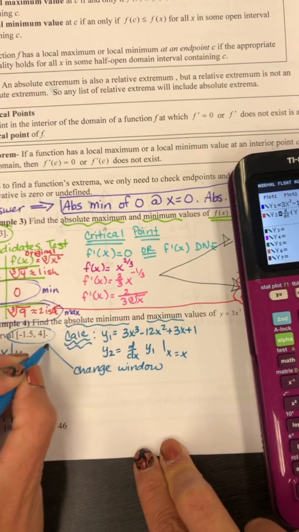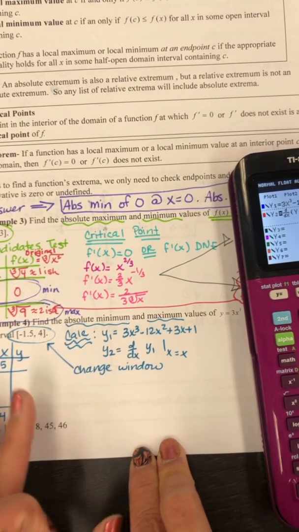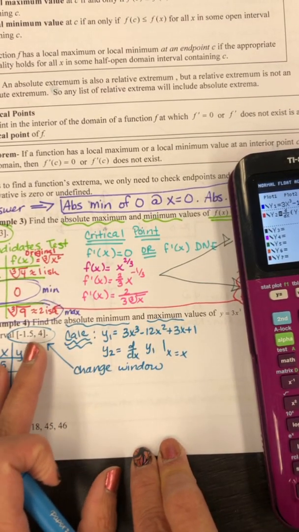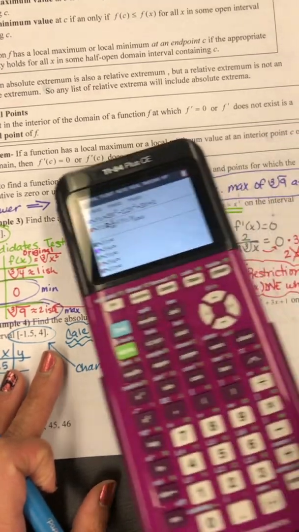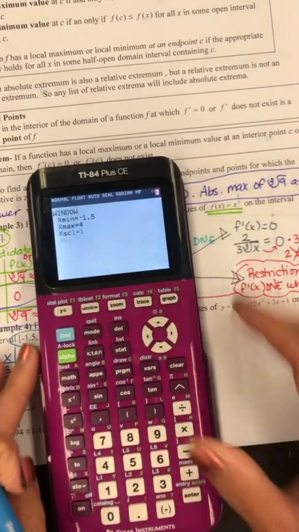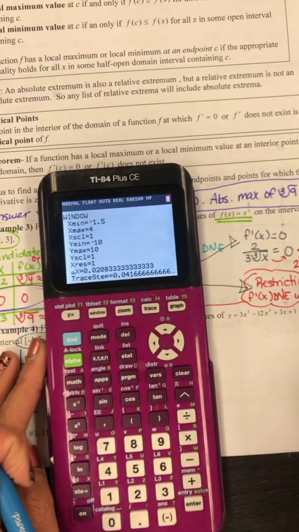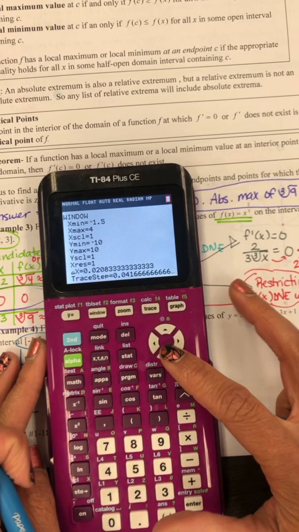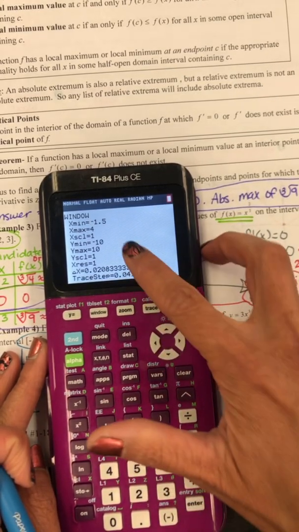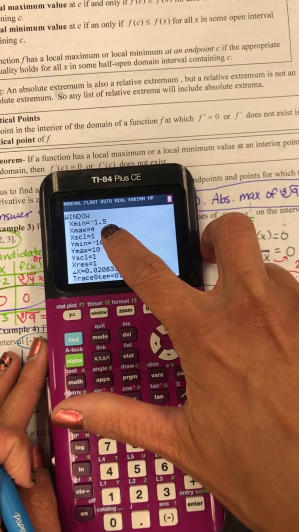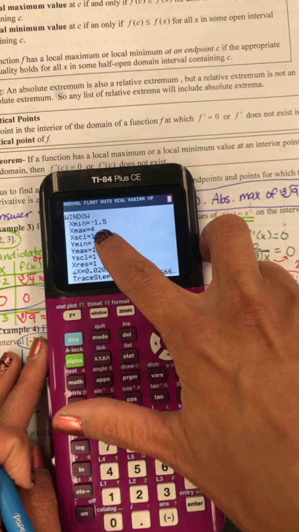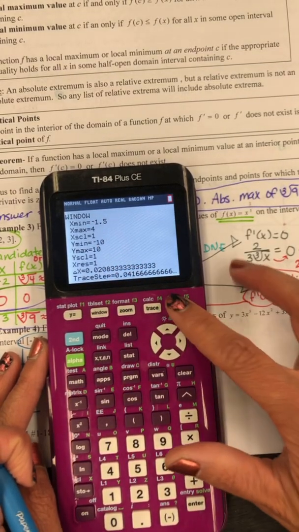We have an interval that we are on, so we need to make sure that interval is negative 1.5 to positive 4. So let's change the window. Hit window. Mine's already set there because I practiced on that example to make sure I knew how to show you guys properly. I already have the low x set at negative 1.5, the highest x is 4, and then we can hit graph.